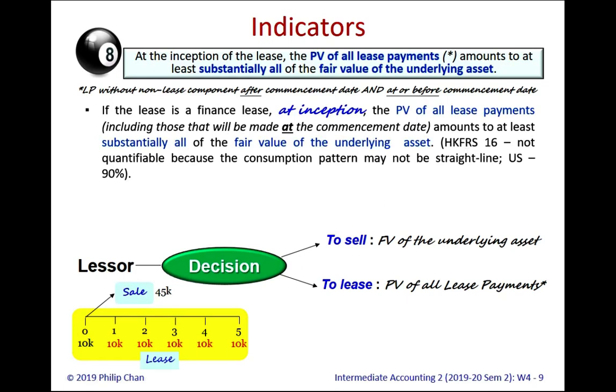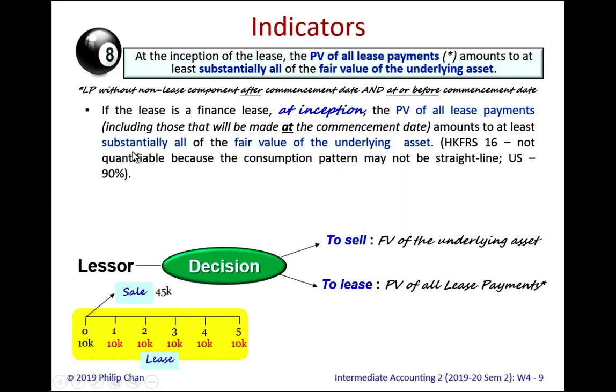At the inception day, we compare the PV of all these payments, including those payments that are made at the commencement date. That must be at least substantially all of the fair value of the underlying asset. So now the question is, what is the meaning of substantially all?